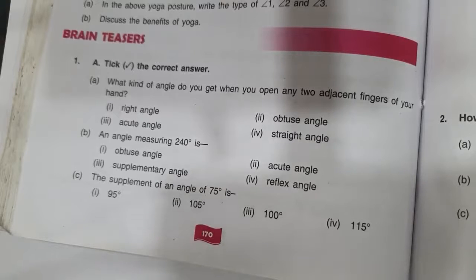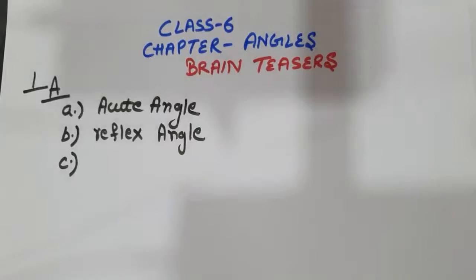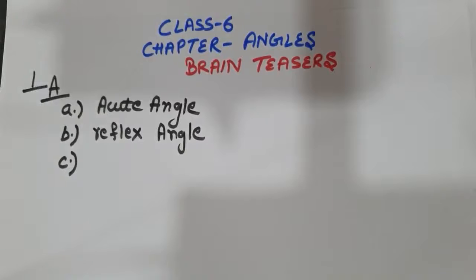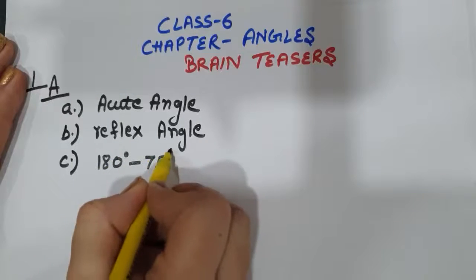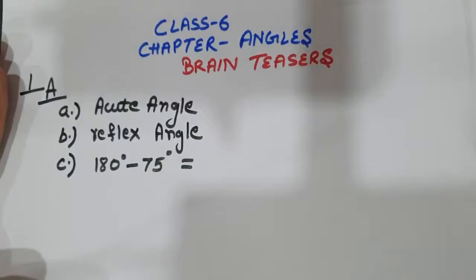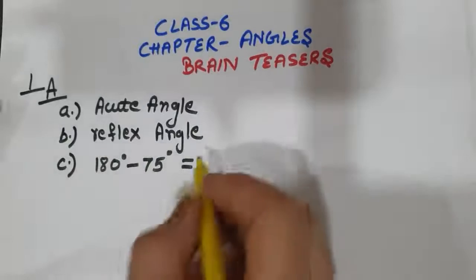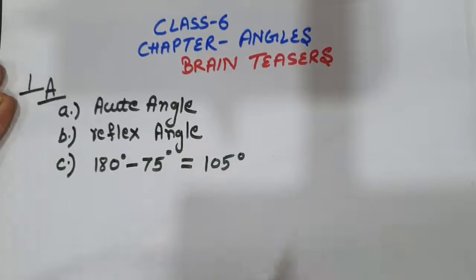Same way, question number 3, that is C part. The supplement of an angle of 75 degrees is. Now to find out the supplement, what do we do? The supplementary angles sum up to 180 degrees. So if I want to find out the supplement of 75 degrees, I will subtract it from 180 degrees and then I will get the answer, which will be equal to 105 degrees.